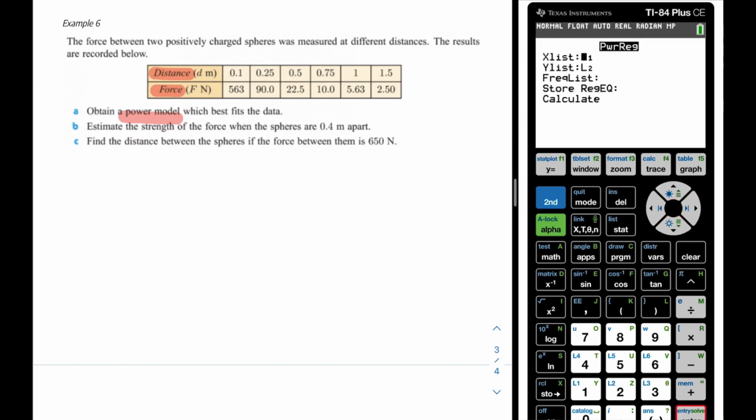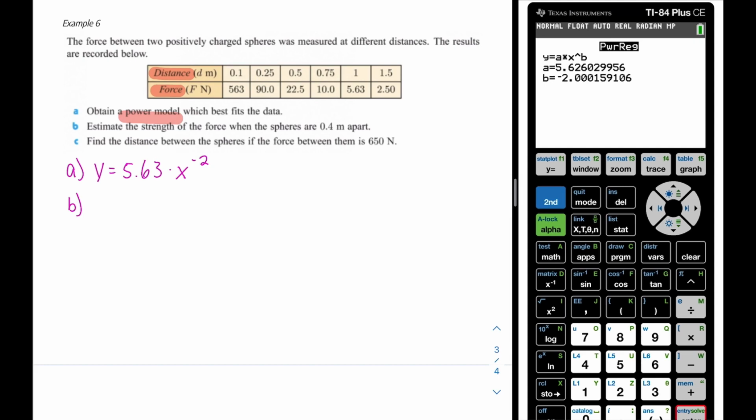We put our information as y1 and y2. And I'm going to store this into, let's say, y4, since I haven't used this one yet. And we're going to go ahead and calculate it. So our power model is going to be y is equal to 5.63, rounded to 3 significant figures, times x to the power of negative 2. Now, if the value of b is negative 2, that means that we have an inverse variation. So we're ready to go and answer the next part of the question.